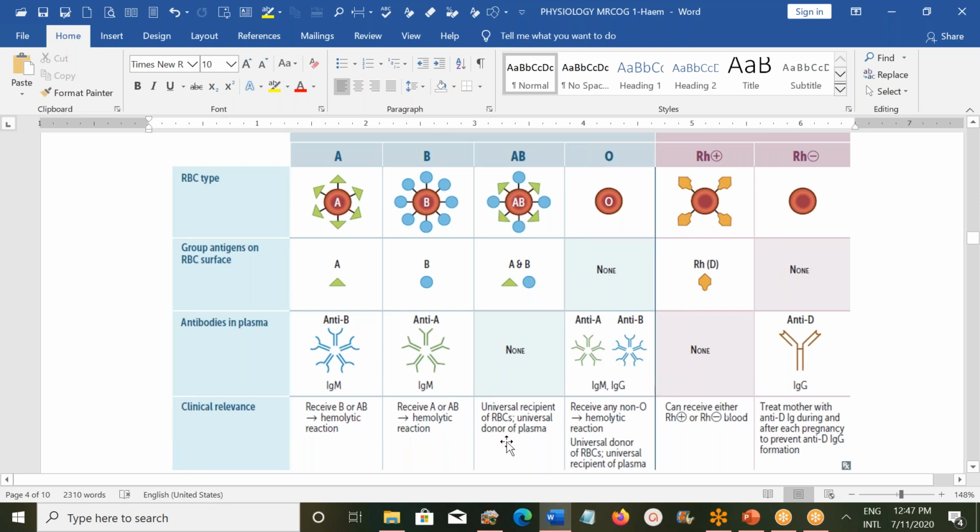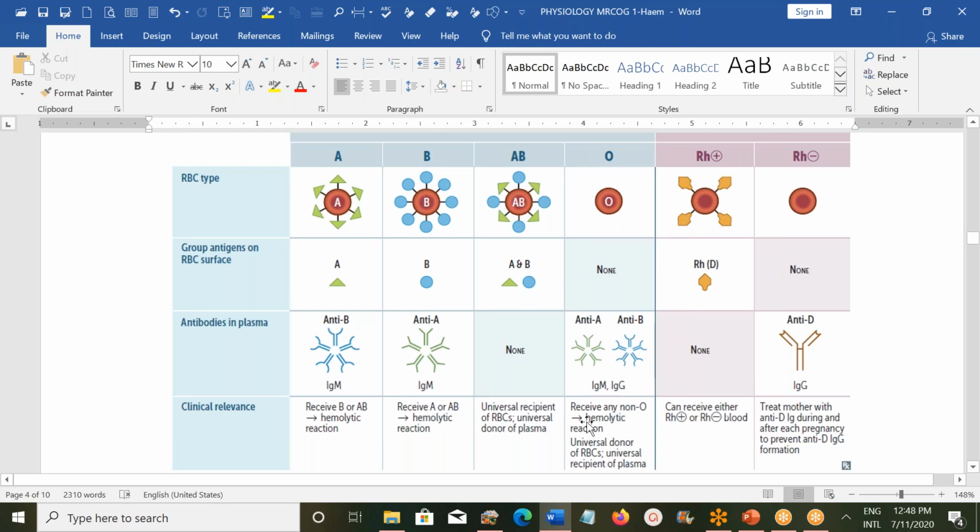Now think about this person. He has both A and B type antigens, and he has no antibodies, so it will not produce any reaction, and he is the universal recipient of RBCs. Just remember, universal recipient of RBCs. And if you need to give plasma to someone, you can give the AB plasma, because it will not provoke any type of reaction. So this is the universal donor of the plasma.